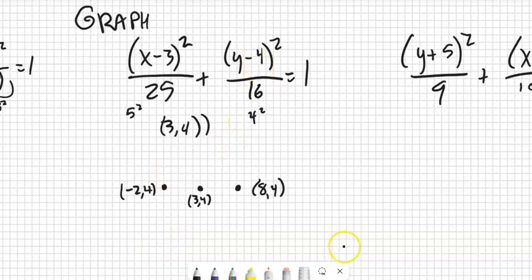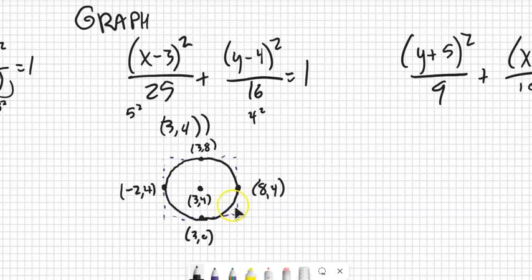Offset of 4 in the y direction. 1, 2, 3, 4. So if I subtract 4 from y, that's 3, 0. Add 4, 3, 8. And again, this is not part of the shape, but I'm just going to draw this box just so I can sketch it better. Again, this will help me when I do hyperbolas. So my ellipse looks something like this.